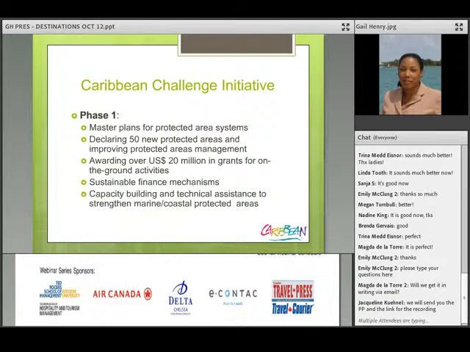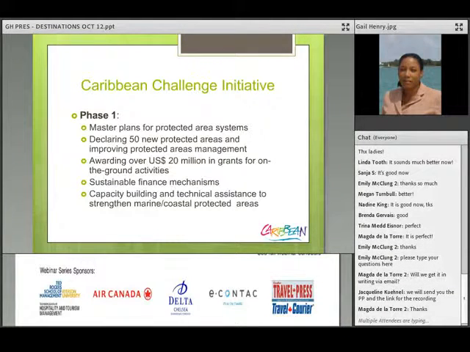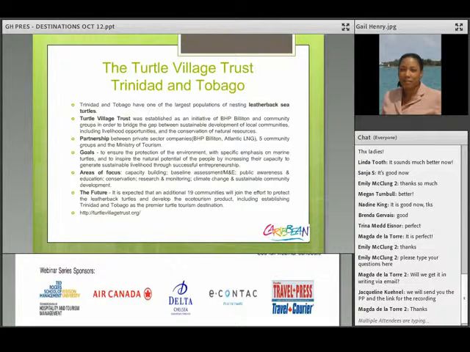This initiative is currently winding down in terms of its phase one, but it will go into a second phase. And what it is doing is building capacity within the participating countries to develop master plans for their protected area systems, as well as assisting them in the process of declaring new protected areas. It's also supporting them with grants so that they can implement activities towards this end, and assisting them with developing finance mechanisms beyond this so that they can continue what they have started under this initiative, as well as, as I mentioned, building their capacity to plan for and manage these protected areas.